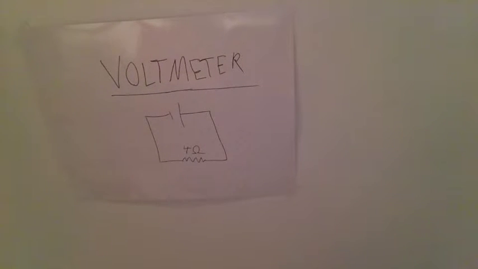Today we're going to be learning about voltmeters, ammeters, and multimeters. First we're going to start with the voltmeter. The voltmeter does exactly what you would think it does. It measures voltage, otherwise known as electric potential, over some space.